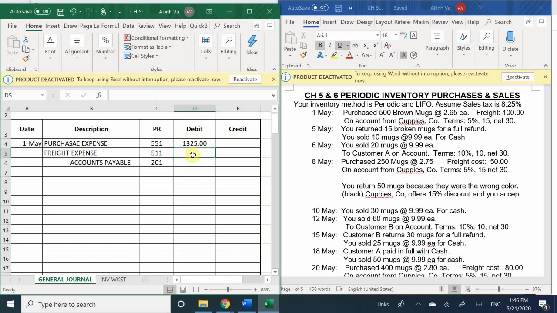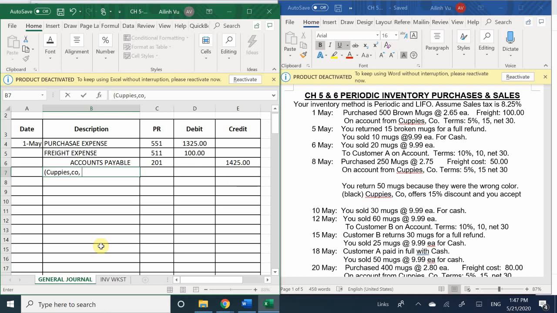Okay, how much was freight? 100. 100 for freight. And what is the total amount I owe? 1425. Perfect. And then for the description, I'm going to write who my vendor is. Who did I buy this from? Cuppies Company. Yes. Hold on, I lost my... Cuppies Company.